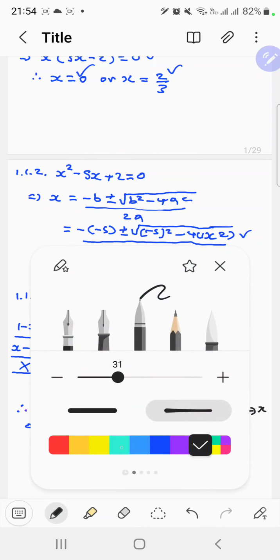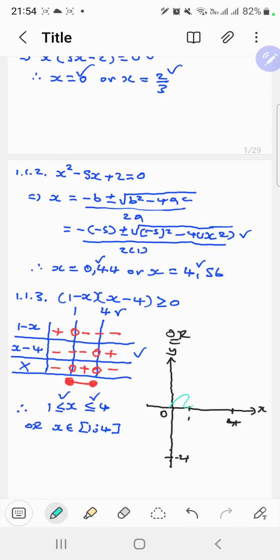Alright, so if we draw our sketch, it does something like this. Okay, so our sketch is something like this one. I don't know, my hand is just doing its thing today.